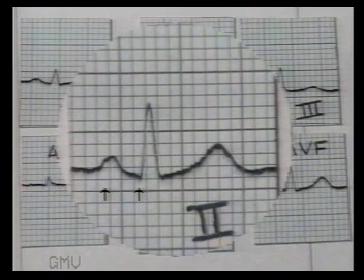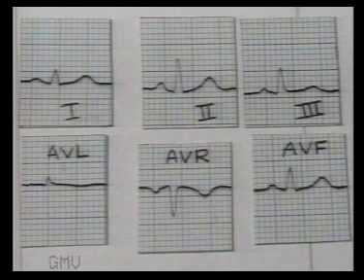If the PR interval is reduced to less than 3 small squares or 0.12 seconds, look for slurring of R waves in leads 1 and V6 to rule out WPW syndrome.